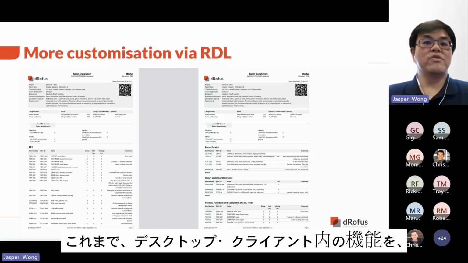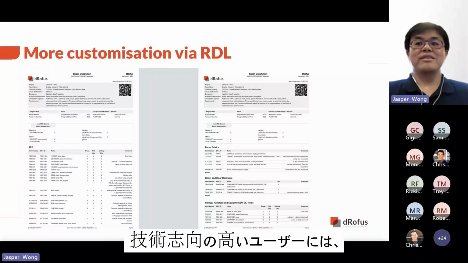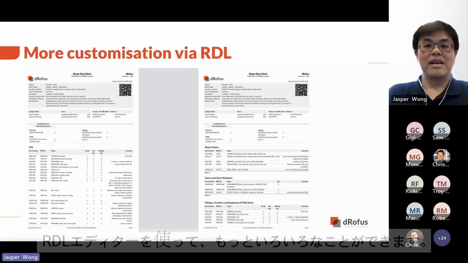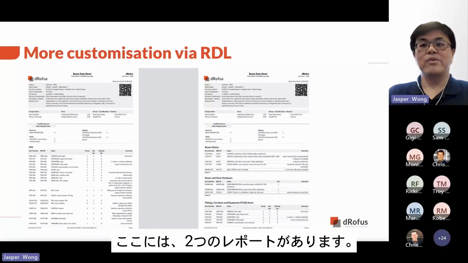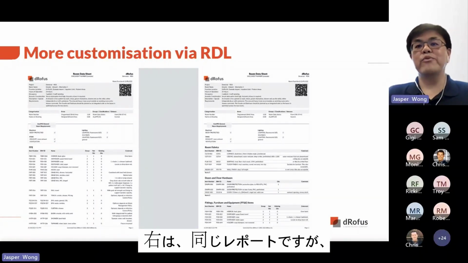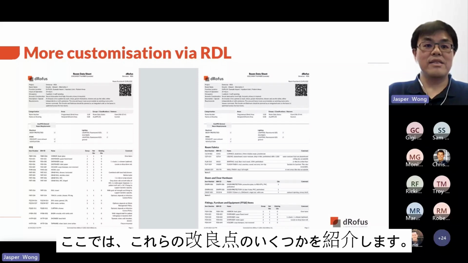So far, we have shown you the functionalities within a desktop client. For the more technically inclined users, there are more tinkering you can do using our RDL editor. This method will require some knowledge of JSON. Here we have two reports. The left is a report with split occurrence list. The right is the same report, but with further configurations carried out in the RDL editor. We will now highlight a few of these improvements.